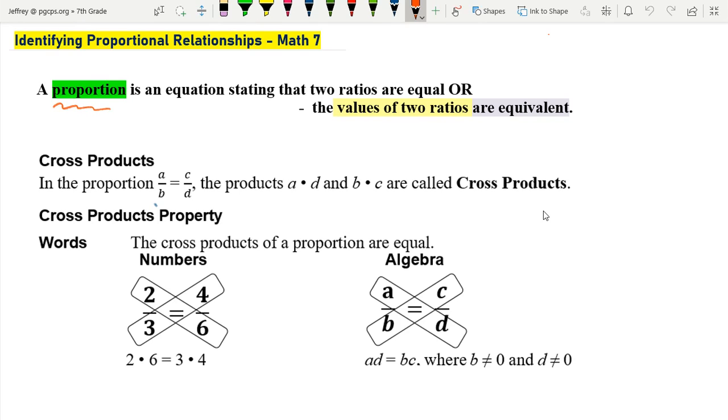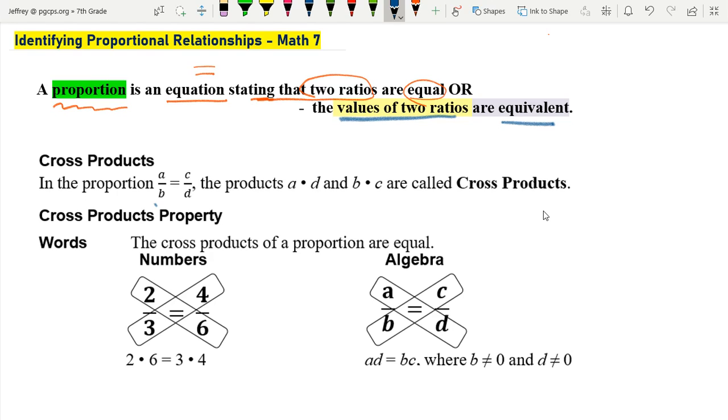Now, a proportion is an equation, so it has an equal sign that says that two ratios are equal. So, how do we know if two ratios are equal? We can get the value of the ratio. That means write the ratio as a fraction and then simplify the ratios. If they're the same, then they're equivalent. If they're not the same, then they're not equivalent.